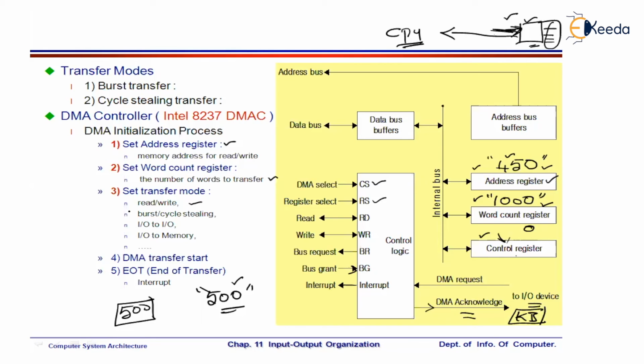We will talk about burst and cycle stealing. This is the transfer from IO to memory. This is how the DMA controller is going to act. Now there are two kinds of DMA transfers. In DMA also there are two kinds of transfers.